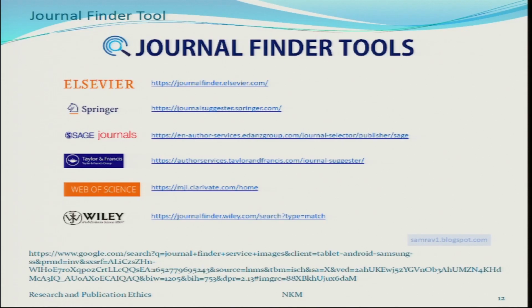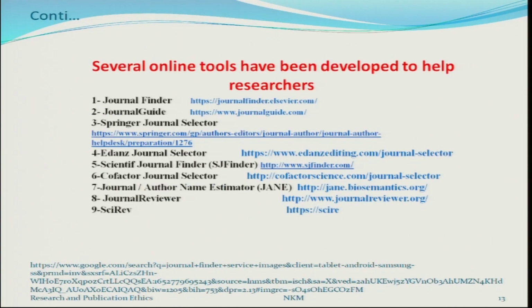These days there are many journal finder tools like Elsevier, Springer, Sage, Taylor & Francis, Web of Science, and Wiley. So we'll analyze some standard journal finder tools today to become aware of how to use them, to understand their specifications, and to understand how they help a researcher make the decision for a fit and standard publication. Today we are going to analyze several online tools which have been developed to help researchers.